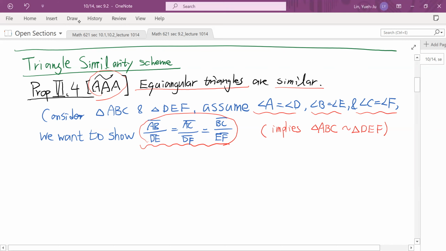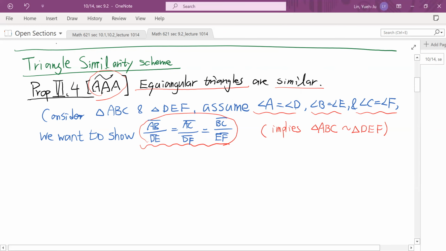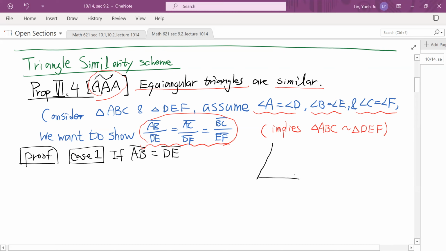Okay, so for this one, the proof actually has two cases. The first case is actually the easy part, the special case. We want to separate into two different cases: either side AB equals DE, or side AB is not equal to DE. So first of all, let's say AB is equal to DE. Then let me draw the picture here.